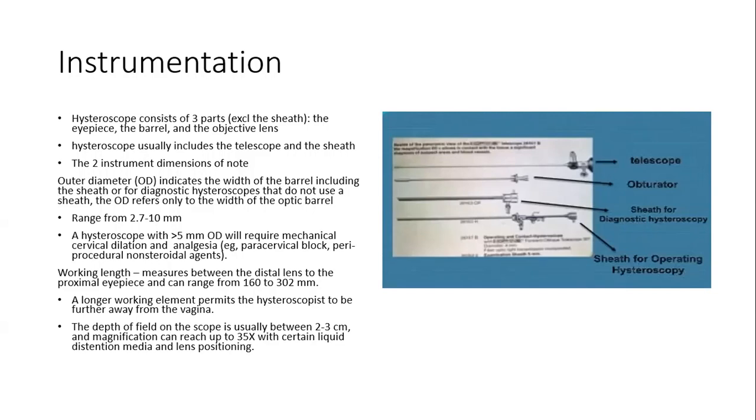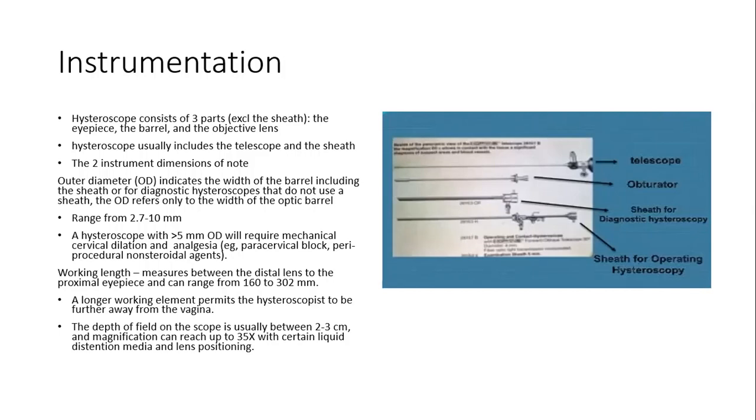So the diameters can range from 2.7 to 10 millimeters, and the smaller the size of the outer diameter, the more comfortable the patient is, and the less likely you are to need analgesia or anesthesia for the procedure. So smaller diameter scopes are very good for an office setting.